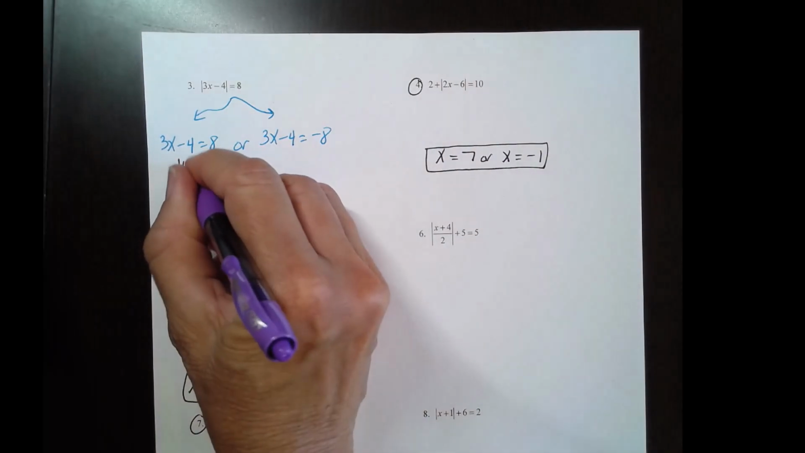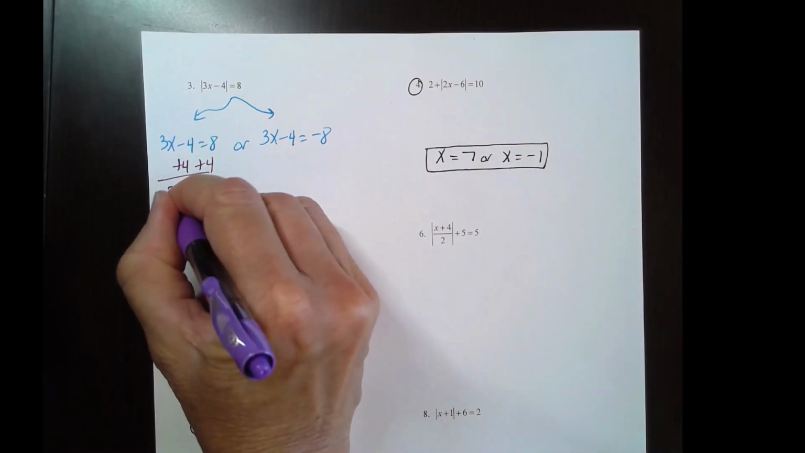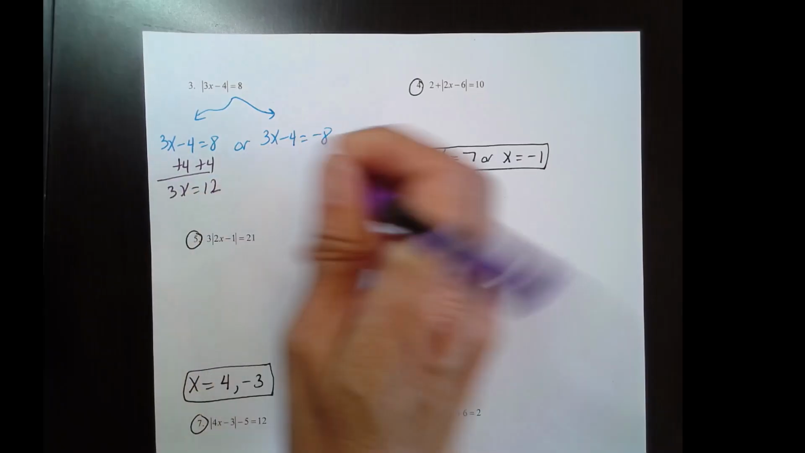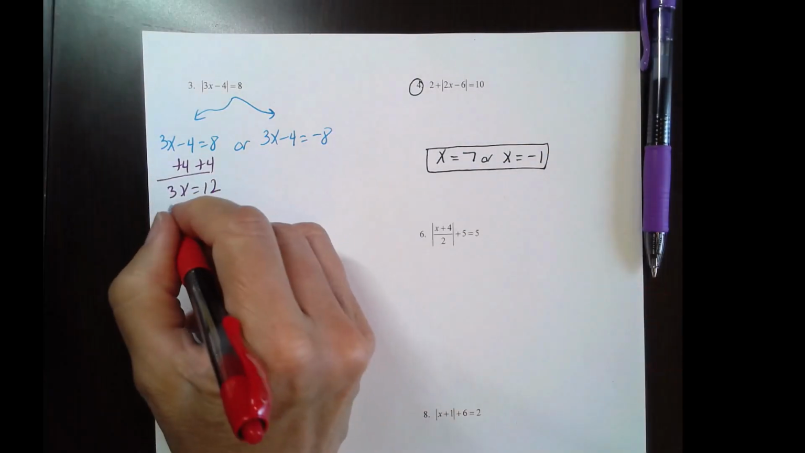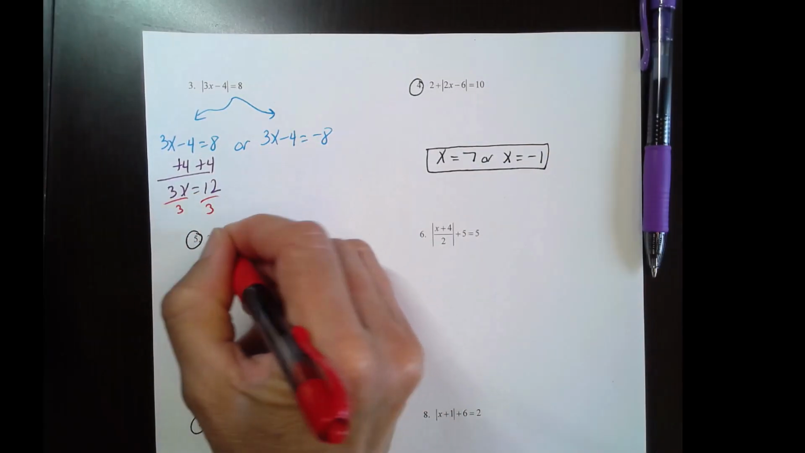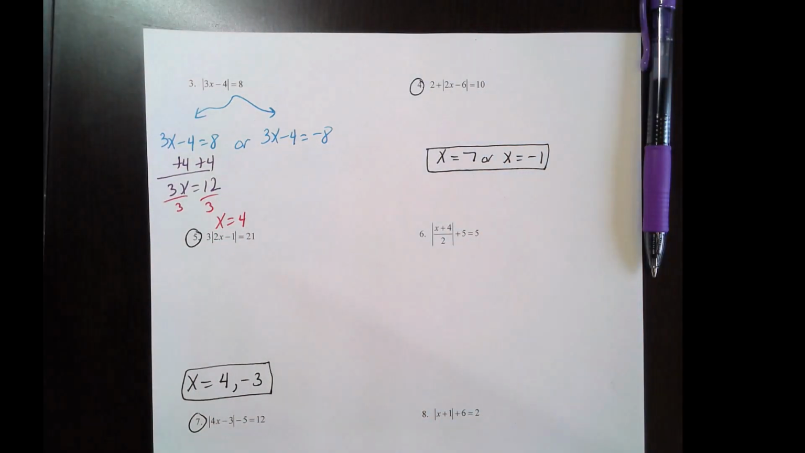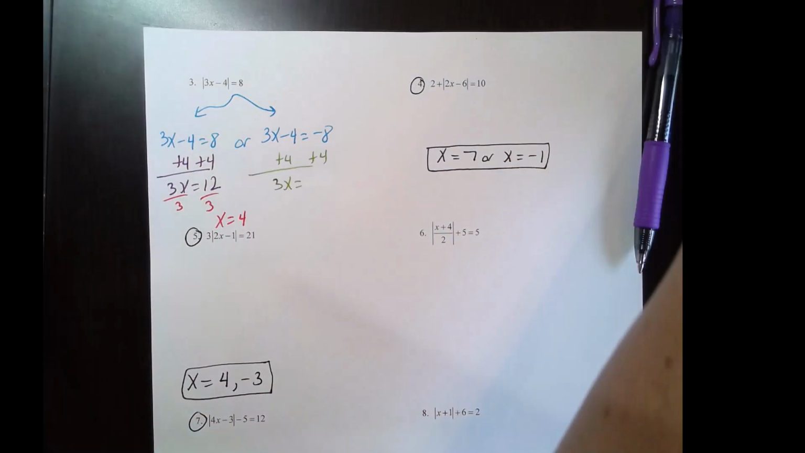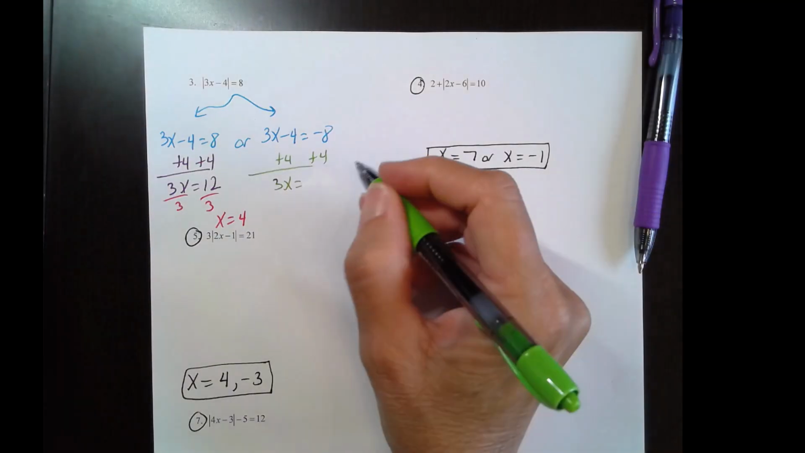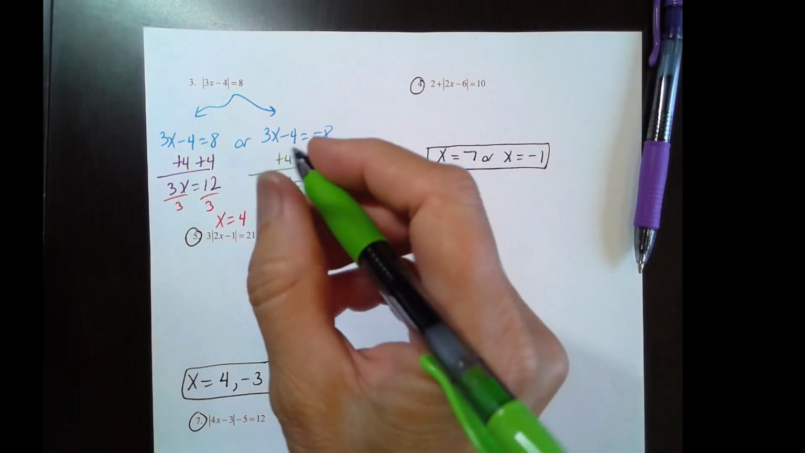We're going to add over the 4, so we end up with 3x equaling 12. And then we'll divide by 3 to get x by itself. So x would equal 4. On the second equation, we'll add over the 4, and we'll have -8 plus 4, which is -4.